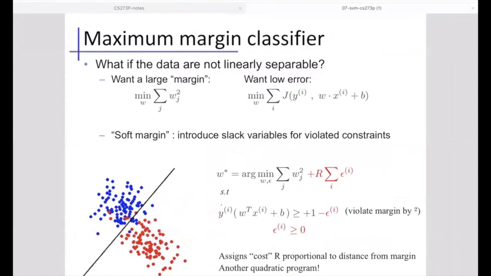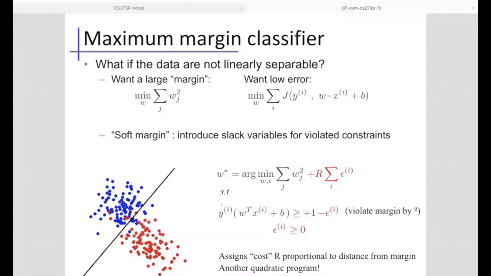In this formulation, I need the constraints to be completely satisfied, which means that your original data sets need to be linearly separable. So what happens if data are not linearly separable? You just cannot put two lines such that they're separate from each other. It's just impossible.